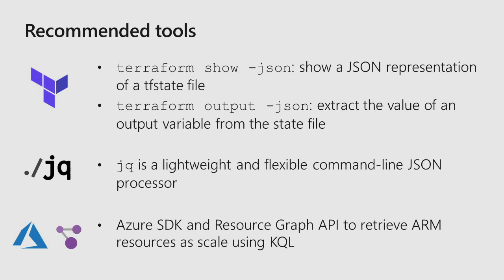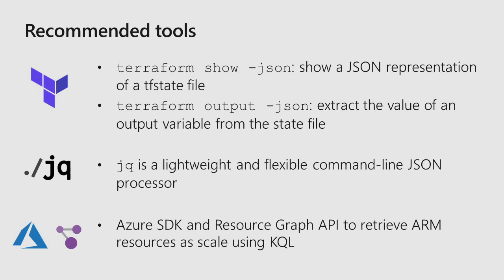And in Terraform, there's two key features that we want to use. The first one is Terraform show, using the JSON representation for TF state files, and the second one is Terraform output, again using the JSON file format. Here the goal of the output is to extract the values of our Terraform apply phase to get the information after the deployment. We're also going to use JQ.